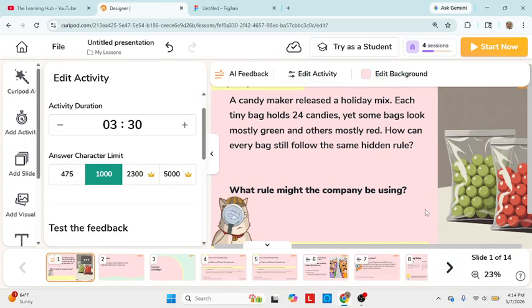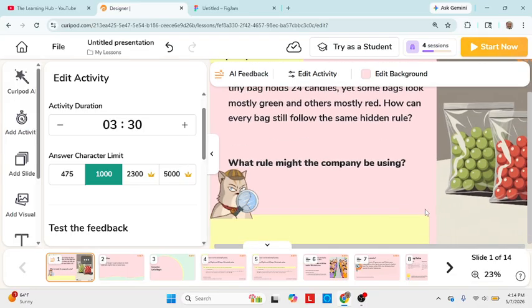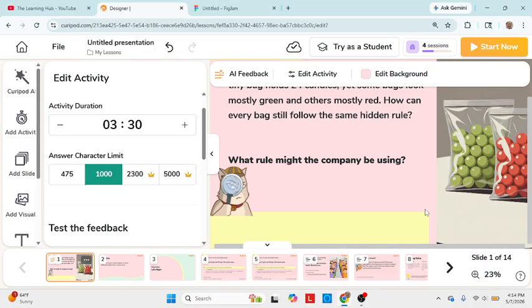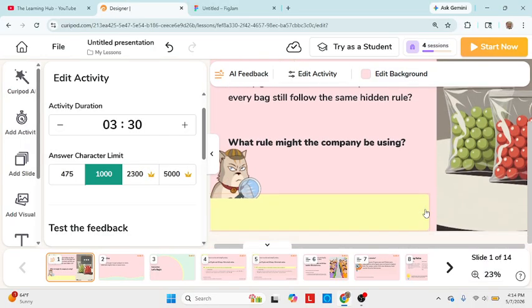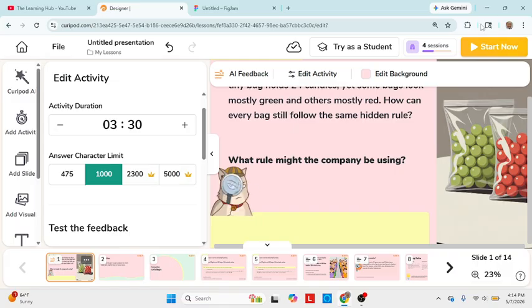So a candy maker released a holiday mix. Each tiny bag holds 24 candies, yet some bags look mostly green and others mostly red. How can every bag still follow the same hidden rule? What rule might the company be using?